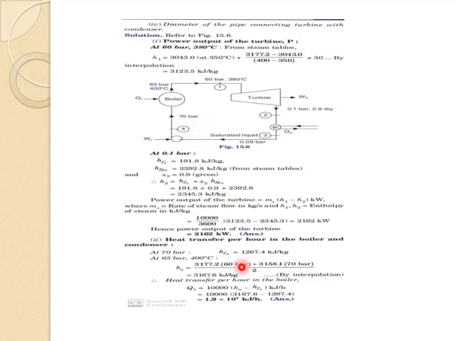So in order to calculate the heat transfer per hour in the boiler, I have used the formula (Ha minus Hf4) multiplied by the mass flow rate. The mass flow rate is 10,000 kg per hour, as he has given in the table, you can observe. So using this formula, I can calculate the heat transfer per hour in the boiler.